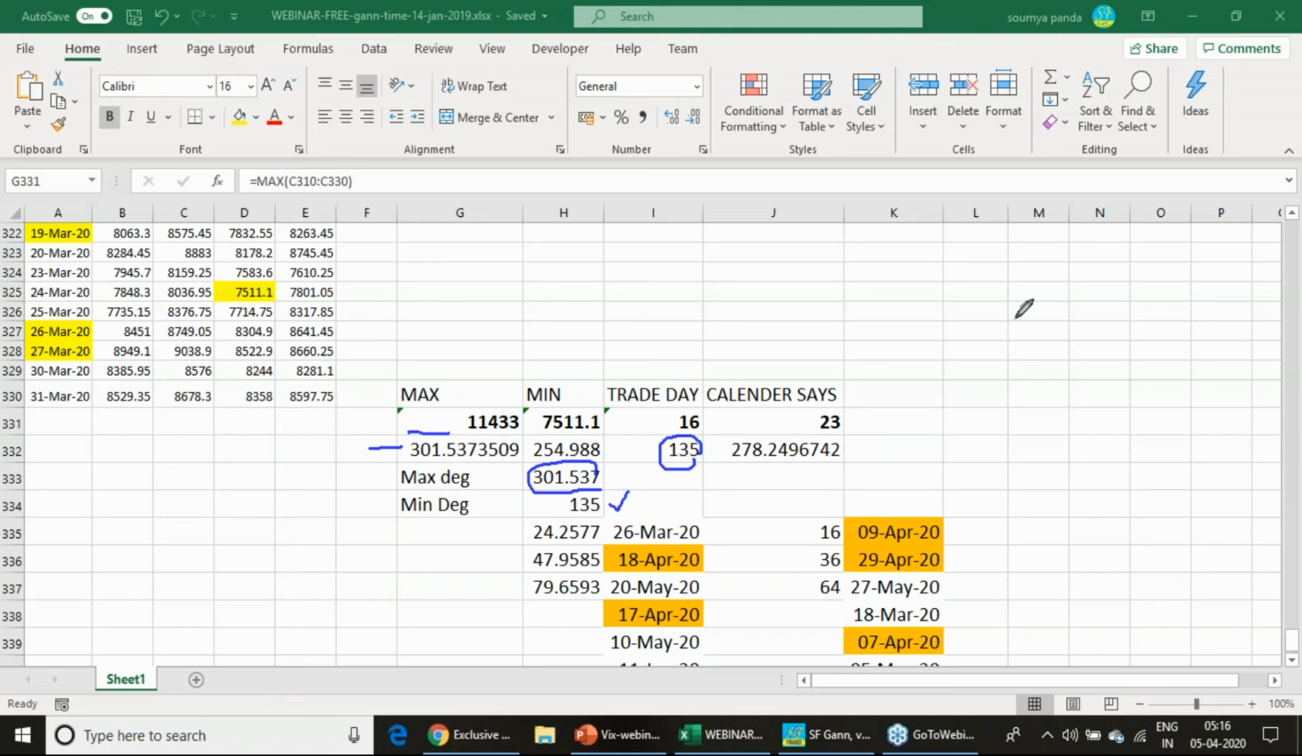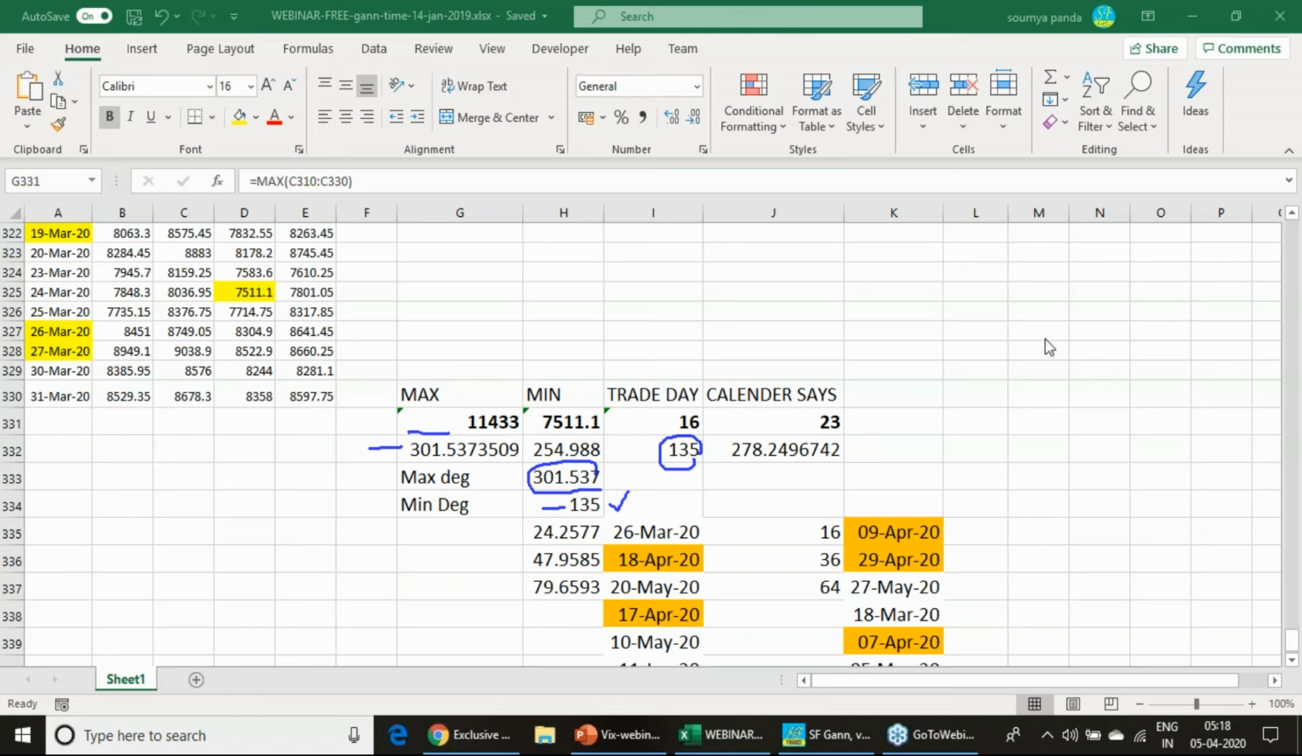So already I said it. Now here we have converted the four numbers to degrees, and we have taken the minimum degree as 135, maximum as 301. Out of these four conversions, after converting everything, we are getting the maximum price range. Maximum price of the month is conveying the maximum degree. Trading days of the previous month, which is for the month of March, it is conveying the lowest degree.